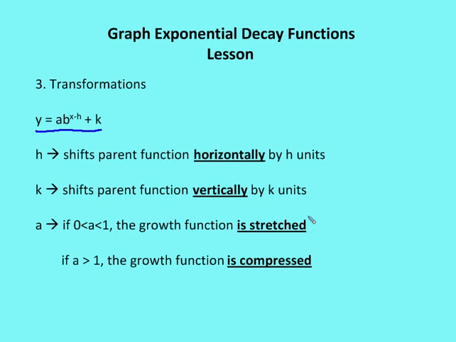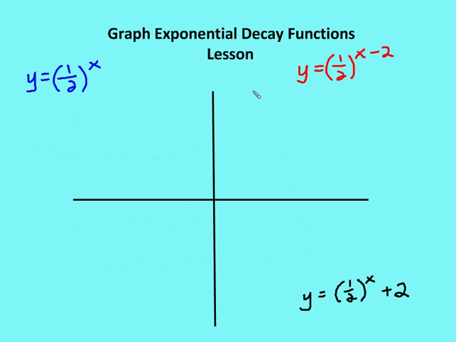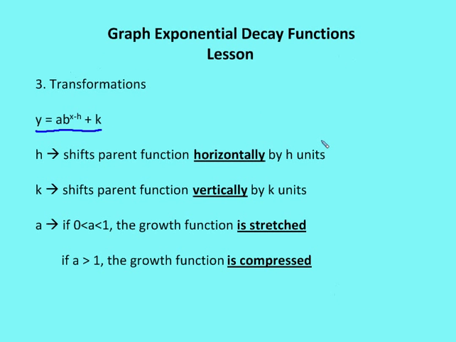If you want more detail on stretching and compressing, please visit the exponential growth function lesson, where I go over why the graphs are stretched or compressed when a is between 0 and 1, and when a is greater than 1. All right, so let's take 3 different exponential decay functions or curves. Let's graph each of them, and then let's see how they shift based on the transformations that are given within the function and based on what we just evaluated here. So h units shifts horizontally, k units shifts vertically.